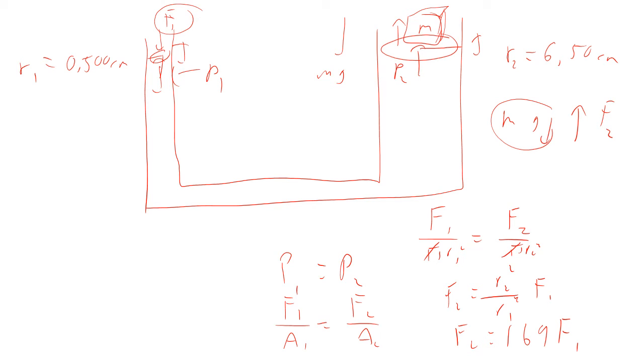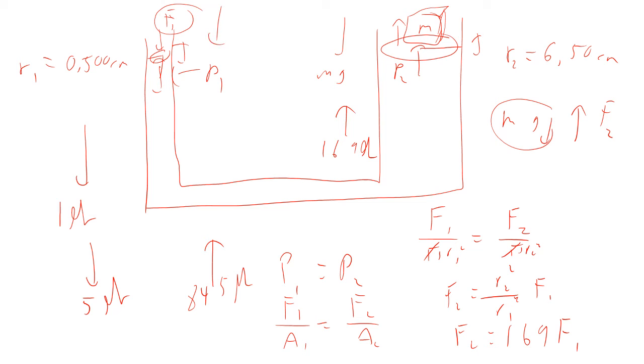So that means if I push down here with 1 pound of force, I end up pushing upwards on the other side with 169 pounds of force. And if I push down here with, let's say, 5 pounds of force, that means the other side is pushing up with 845 pounds of force. So this is how a hydraulic jack works. You push down with a force here, and a much magnified force is over here.